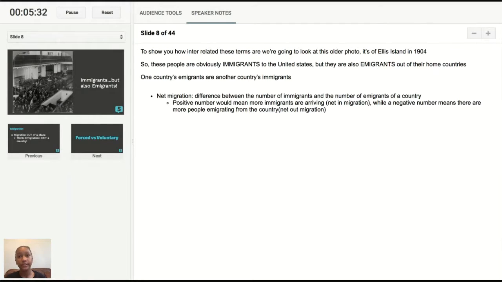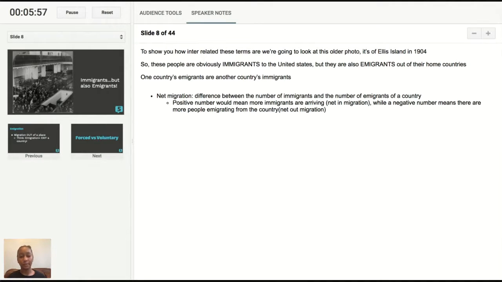So net migration refers to the difference between the number of immigrants and the number of emigrants in a country. If you have a positive number, that would mean that more immigrants are arriving, and you call that a net in-migration. And a negative number would mean that there are more people emigrating, with an E, from the country. So that would cause a net out-migration.